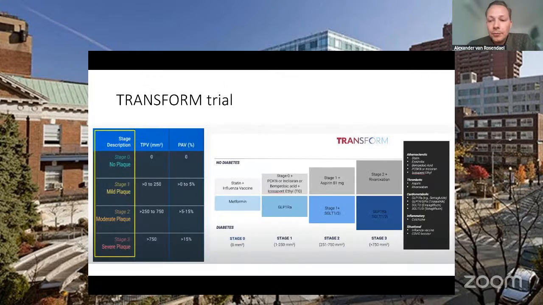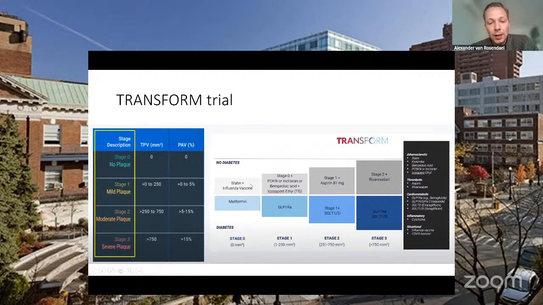So this is a trial that's going on, the TRANSFORM trial, because what to do with all this very good risk stratification that plaque burden can provide? You can guide your therapy based on these plaque stages. So that's what this TRANSFORM trial does. So you define your patients into 4 groups. And of course, the more plaque, the higher the disease state, the higher the risk.